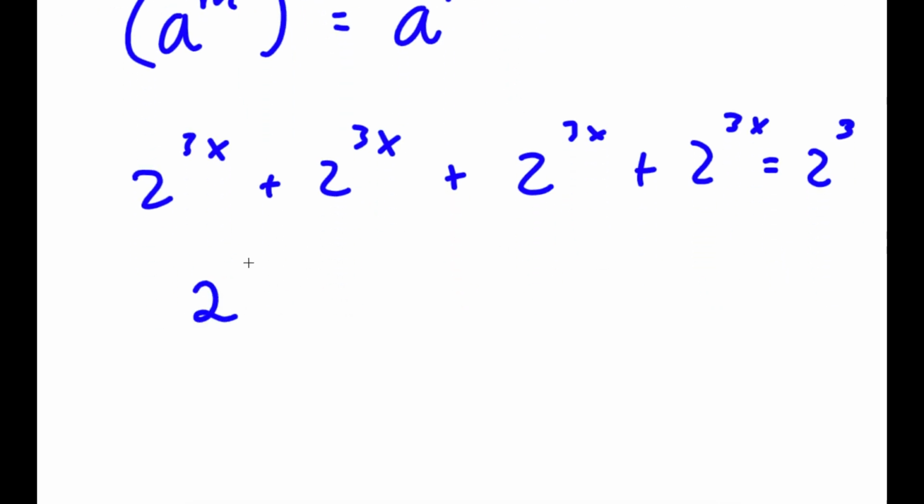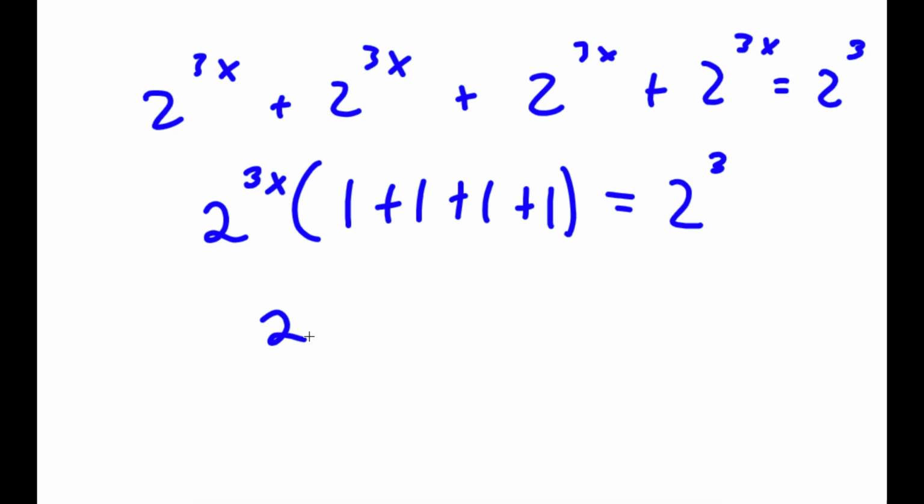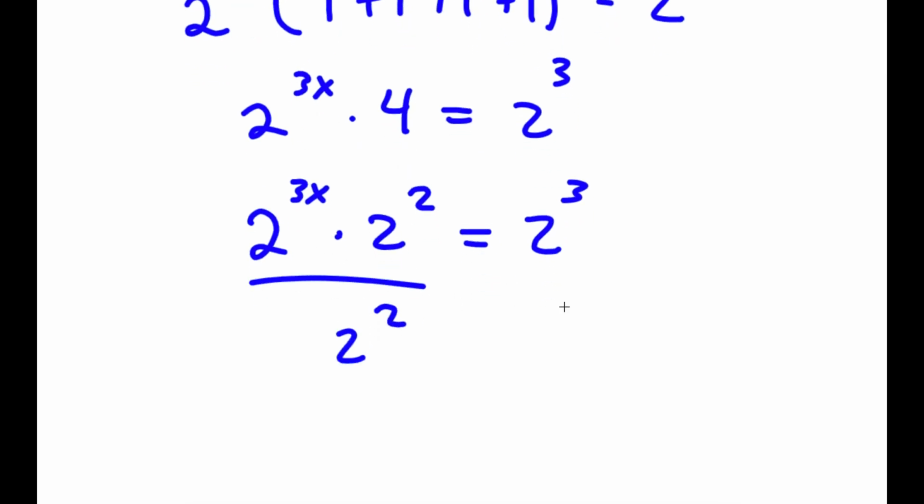Now if I factor out 2 to the power of 3x, I get 2 to the power of 3x times 1 plus 1 plus 1 plus 1 is equal to 2 to the power of 3, which is the same thing as 2 to the power of 3x times 4 is equal to 2 to the power of 3. Now 4 is the same thing as 2 squared, and I can divide both sides by 2 squared. So then these two cancel out.